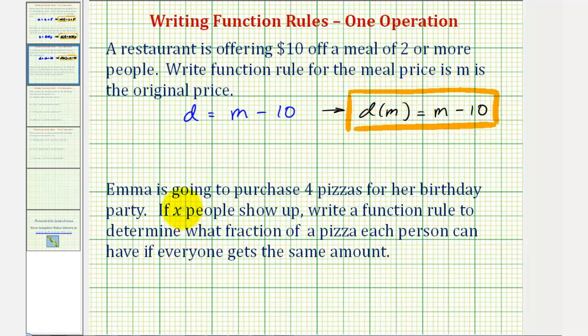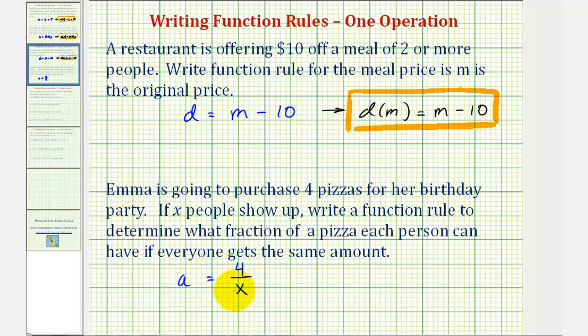And now for our last example, Emma is going to purchase 4 pizzas for her birthday party. If X people show up, write a function rule to determine what fraction of a pizza each person can have if everyone gets the same amount. So if we let A equal the amount that each person is going to get, the amount A would be equal to 4 pizzas divided by the number of people that show up. So in this case, it'd be 4 divided by X.